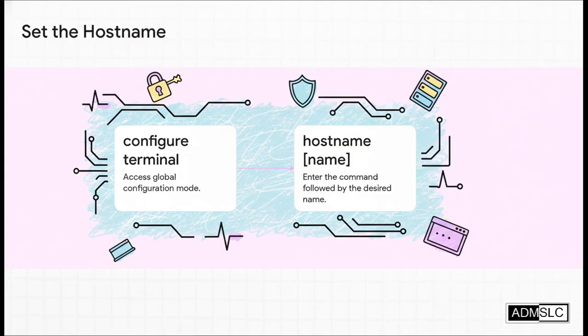So how do we actually do it? Well, it's a quick two-step process. First, you type configure terminal. This basically gets you into what's called global configuration mode. Think of it like popping the hood on the car. You're ready to make some real changes. Then, you just use the command hostname, followed by whatever name you've picked out.